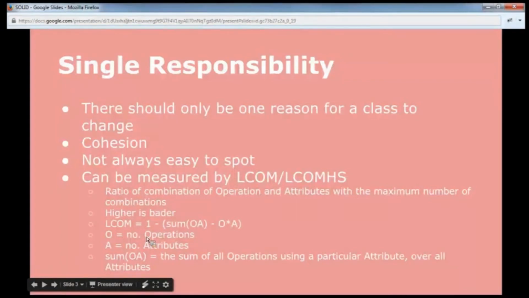So if the combinations of operations and attributes sum up to the maximum number of combinations that we can have, we will get 0 for the LCOM. So O is the number of operations, A is the number of attributes, and this is just a multiplication. And sum OA is the sum of all operations using a particular attribute over all attributes. So we take every attribute, count every method where it's used, and we do this for every attribute in the class, and we get the sum.